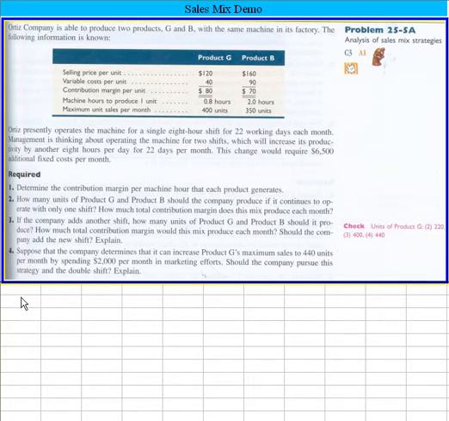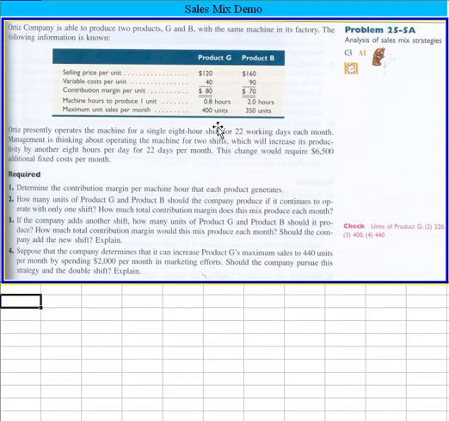Okay, let's take a look at the contribution per machine hour. This one is really straightforward. We have the data in front of us. To the left there on product G, selling price is $120, variable cost is $40, leaving a contribution margin of $80. It takes 0.8 hours to make 1 unit of product G, and the maximum unit sales is 400.